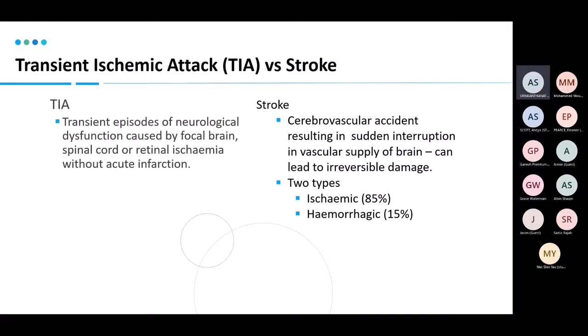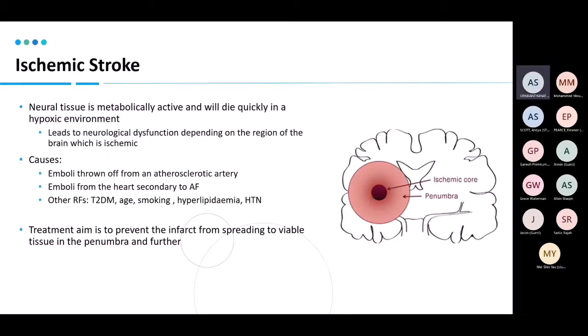Whereas with a stroke, it's a cerebrovascular accident which causes that interruption to the vascular supply, which can cause irreversible damage because the tissue's already started dying. The most common type of stroke is your ischemic, and then you've also got another type which is your hemorrhagic stroke. And it's really important to differentiate between these two before you decide on which treatment course you'd go down. And I'll come on to that a bit later on. So just to quickly go through ischemic stroke.